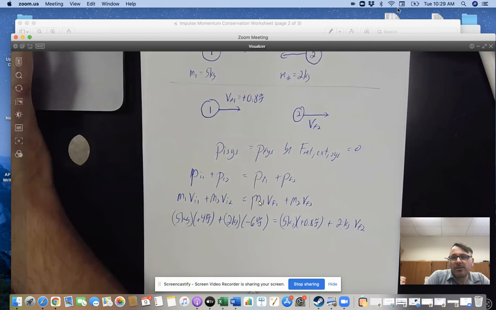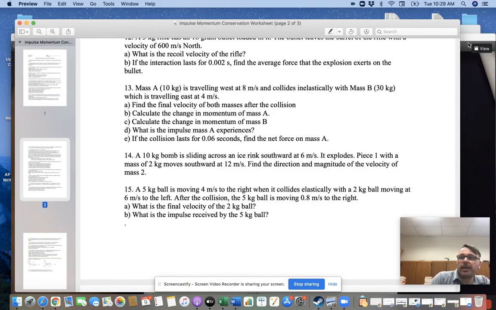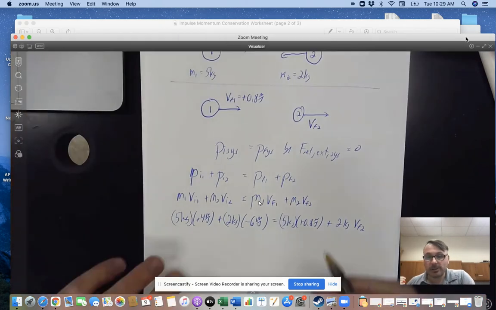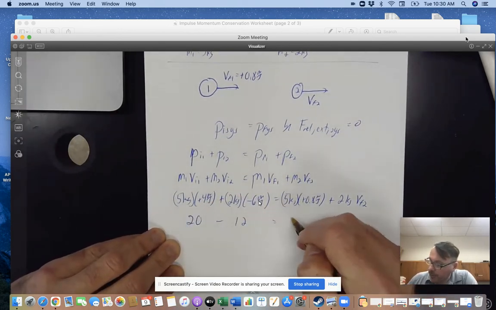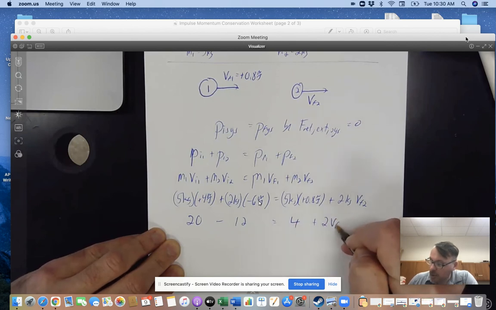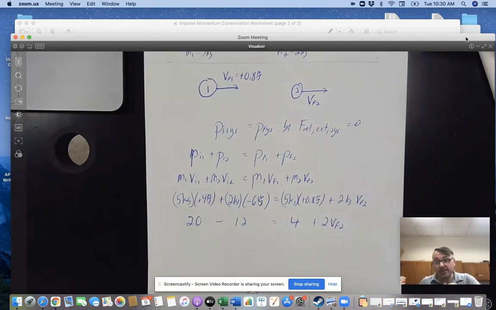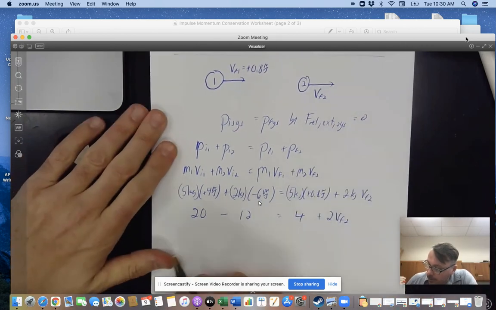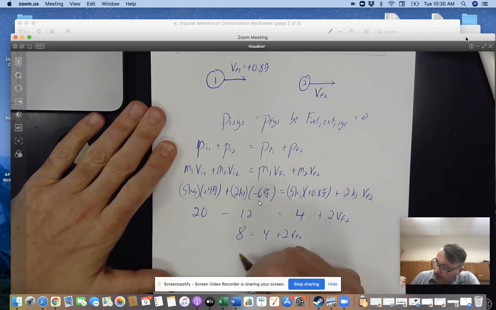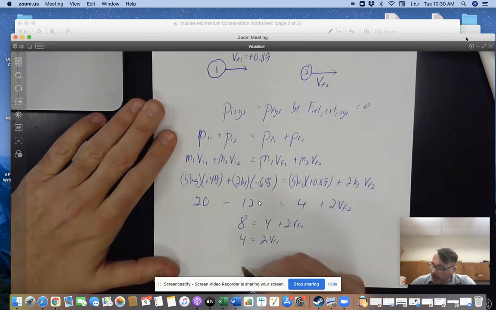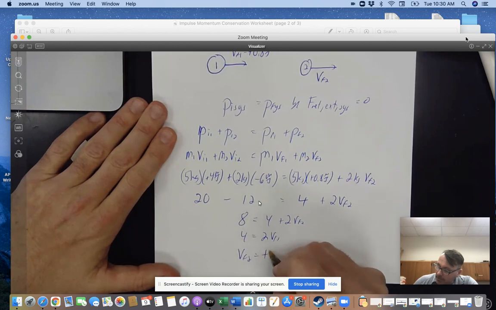Now, I'm just going to look back at the problem. Okay, I'm going to want to know the impulse on the ball. So actually, I'm going to do some intermediary calculations here. 20 minus 12 is equal to 4 plus 2 VF2, right? Because I'm going to be able to steal some of those numbers. And I don't do this step unless I know there's a part of the problem where stealing those numbers is helpful. So doing the math here, I get 8 equals 4 plus 2 VF2. 4 is equal to 2 VF2. Okay, so VF2 is equal to a positive 2 meters per second, and that is to the right.